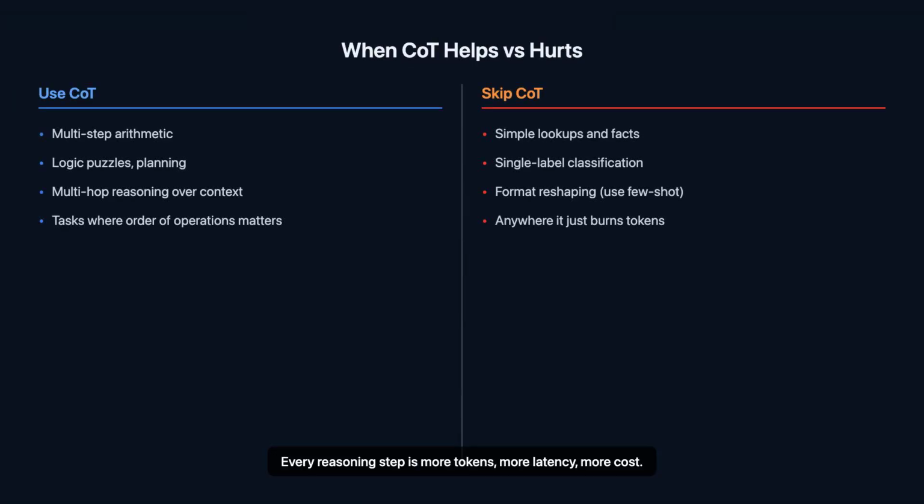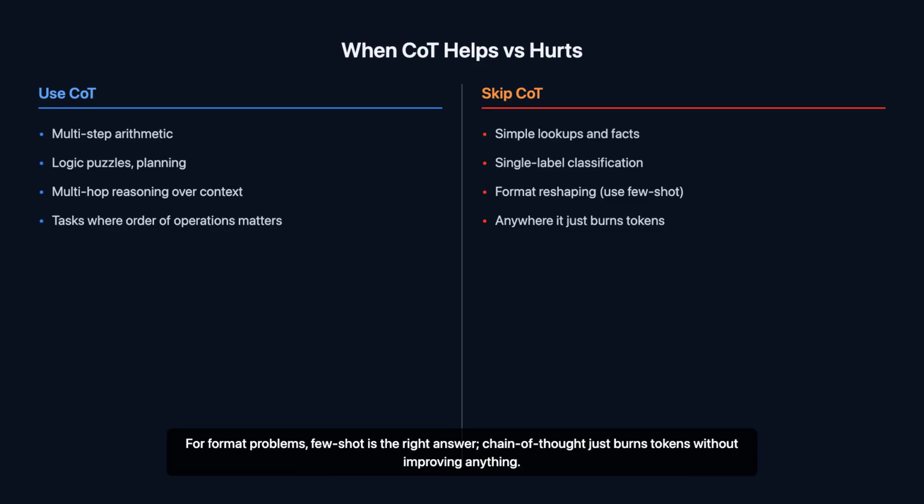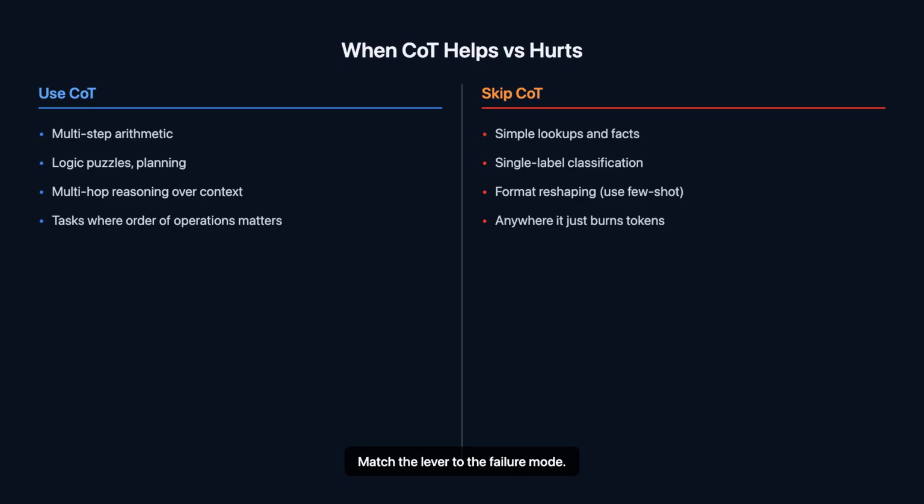Every reasoning step is more tokens, more latency, more cost. So reach for it when the problem actually needs it. Multi-step arithmetic, logic puzzles, planning, multi-hop reasoning over a document. Skip it on simple lookups, single label classification, or format reshaping. For format problems, few shot is the right answer. Chain of thought just burns tokens without improving anything. Match the lever to the failure mode.